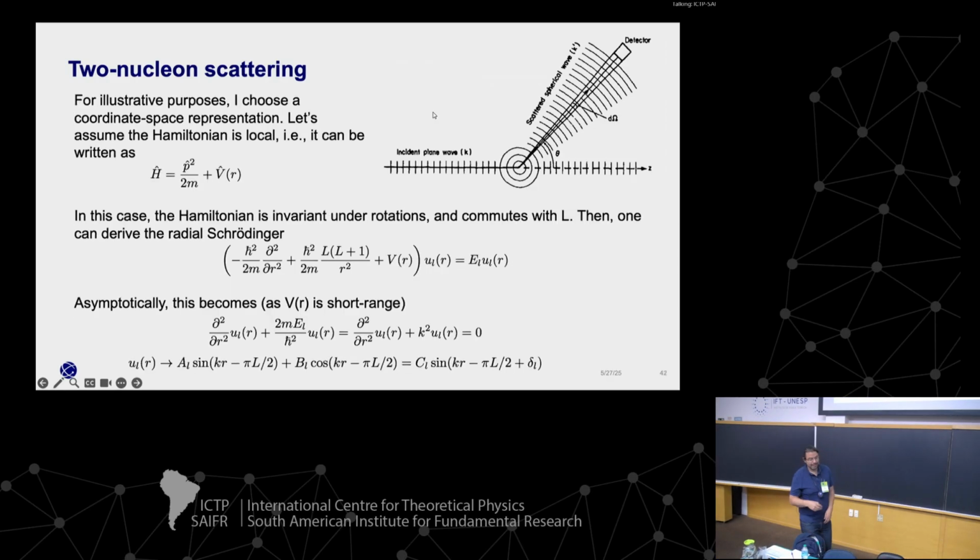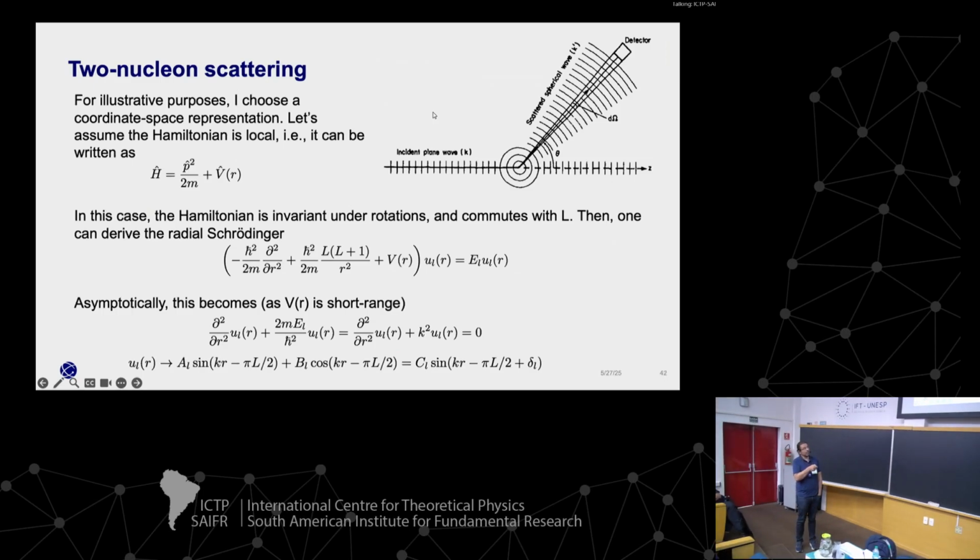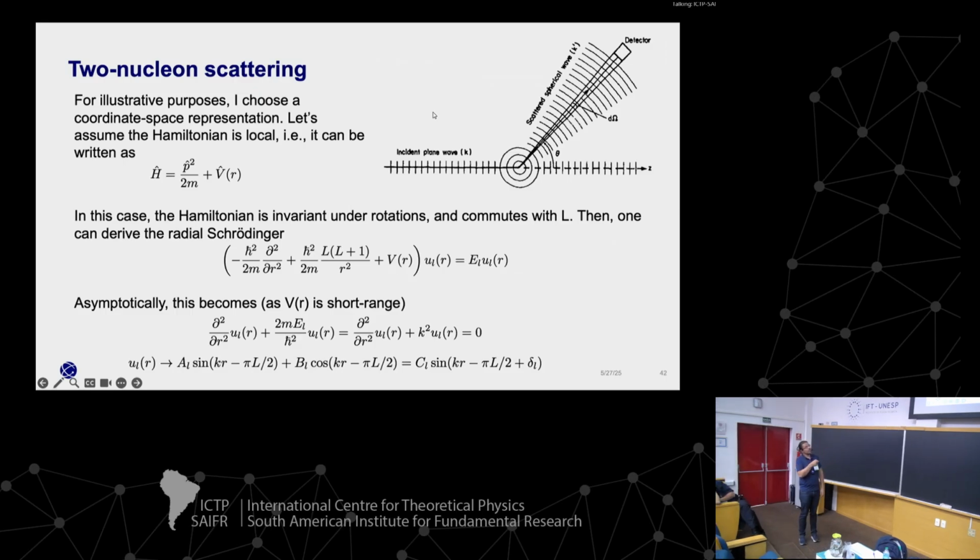So now if we look at the scattered wave, something happens down here. There's some potential, some Hamiltonian that describes the interaction between these particles. And let's just assume for now that this is a local interaction. So local meaning it only depends on the position where the interaction happens, so that's R. So we can write the Hamiltonian as the kinetic part plus this local part. And if this is the case, then everything is again rotationally symmetric.